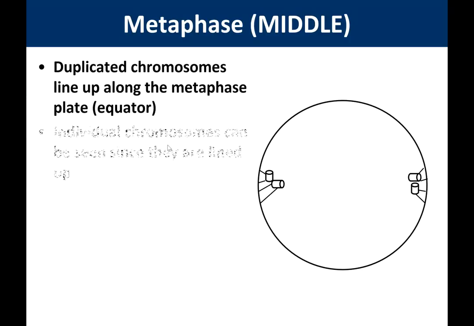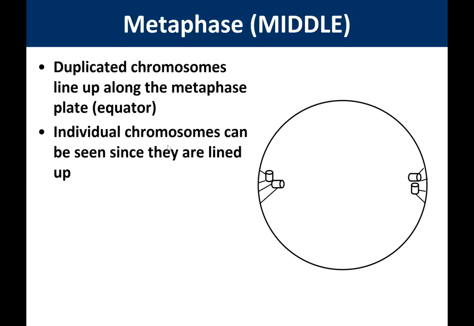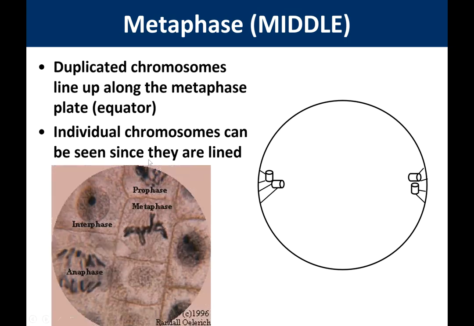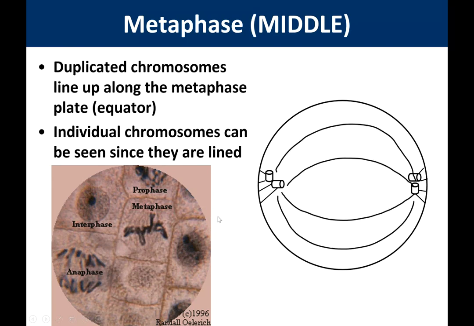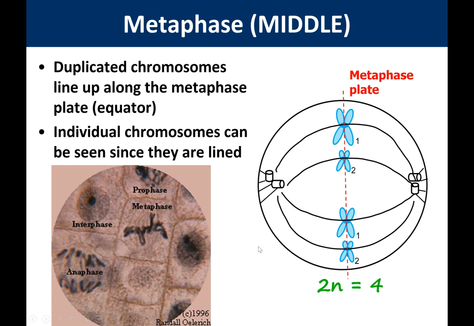Okay, metaphase is when the chromosomes line up in the middle. The individual chromosomes can be seen, and here's a picture under a microscope. So let's again draw the spindle fibers. This time the chromosomes are attached to the spindle fibers by their centromere, and they are lined up on the imaginary line called the metaphase plate. The ploidy of this cell is still 2n equals 4.